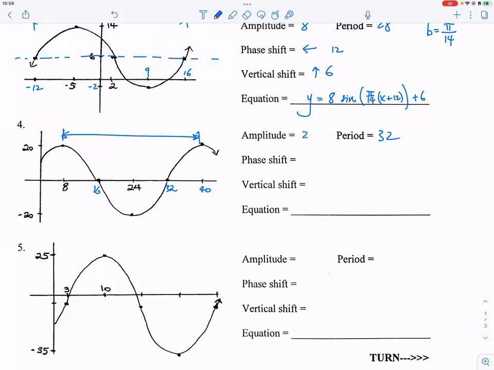Amplitude is 20. Phase, are we using sine function or cosine function? Cosine. So we look at the top. So the phase shift shifted to the right by 8 units. Vertical shift, none. Okay, so the midline is still on the x-axis. So the equation is y equals, on the cosine, the b value is pi over 16 parentheses x minus 8. Done.